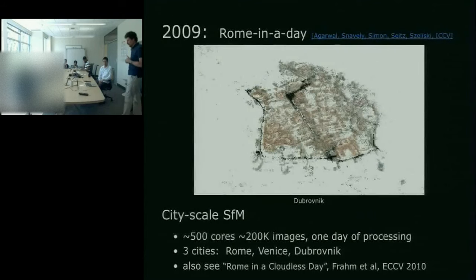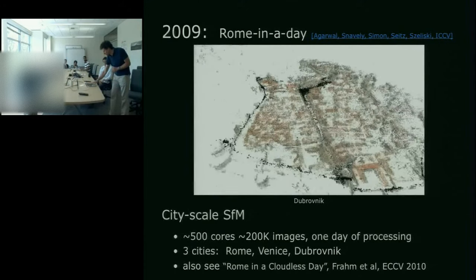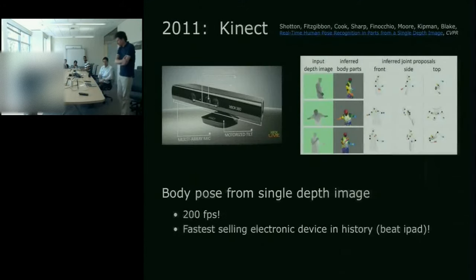2009, Sameer did his Rome in a Day work, which is city-scale structure from motion from image collections. Sorry, I don't have more time to talk about these. And of course, 2011 is Kinect. Body pose from a single depth image, 200 frames per second, fastest selling electronics device in history. In the first 3 months, I think they had double the sales of the iPad when it came out. Not bad for a computer vision system. Of course, it has other things aside from computer vision, but we like to take credit for it.